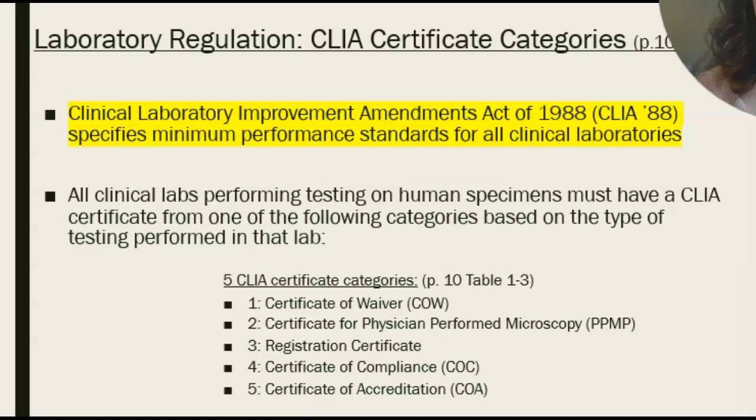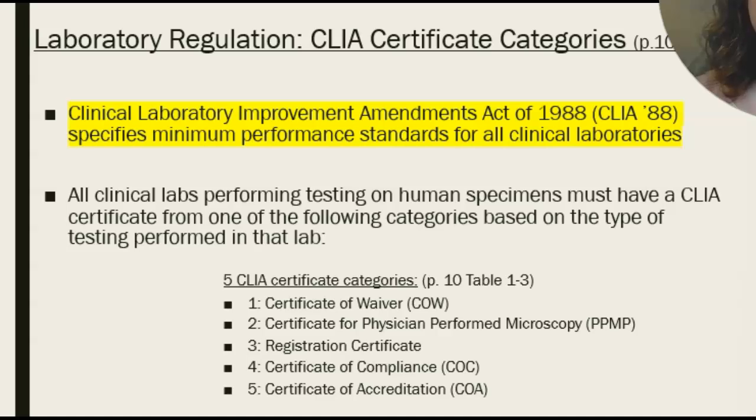The first CLIA category is the certificate of waiver. These would be those simple tests that I mentioned a little bit earlier. These would be the most common tests performed at your doctor's offices. These are simple tests that don't have a high risk of error, and these could be tests that you could even perform at home. Examples of these would be like the glucose test, pregnancy test, and even your at-home COVID test. Number 2 on the list would be the certificate of physician-performed microscopy. This would allow the physician at the office to actually perform things like a urinalysis, looking under the microscope, or looking at wet mounts for vaginal samples. Again, it's the physician looking under the microscope.